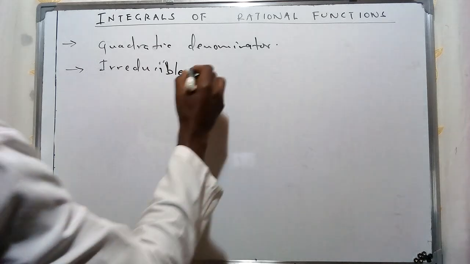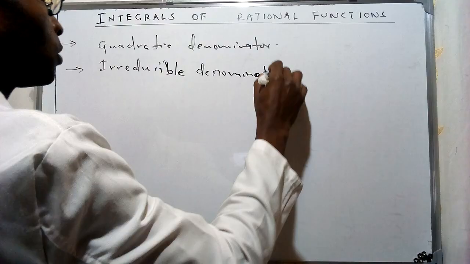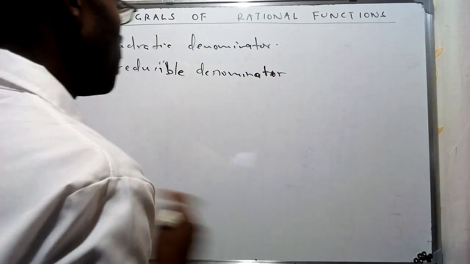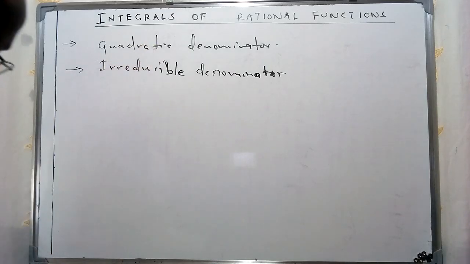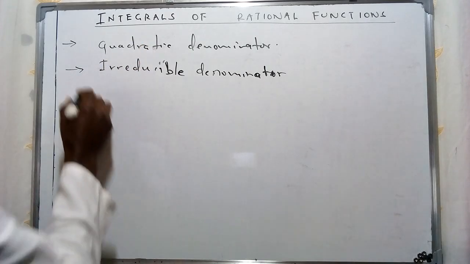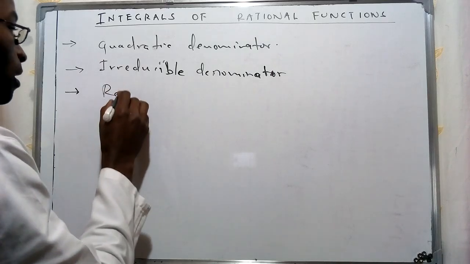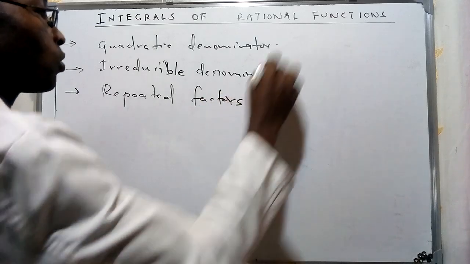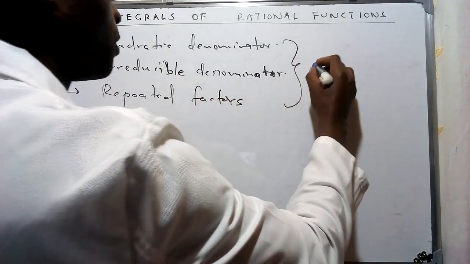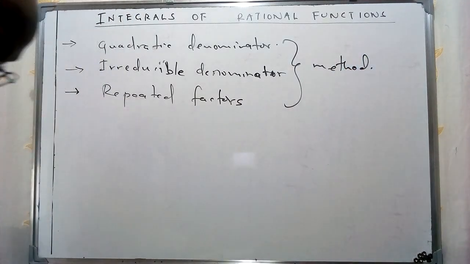And therefore, in some cases, we are going to have what we refer to as an irreducible denominator, where the denominator cannot be decomposed into partial fractions, and therefore it's going to require us to employ some of the other methods which we are going to see working for us. In this particular case, we shall also look at some of the functions which consist of repeated factors, especially in their denominators. And this is going to require us to use a variety of methods in trying to find the integrals of a rational function.